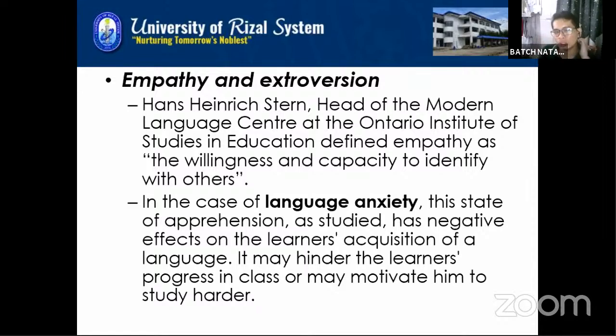So yun, dyan pumapasok yung empathy and the extroversion. Kumbaga, it requires someone to make someone at least feel at ease on learning the language and to alter the effect of language anxiety towards that person. Okay, yes, related sa affective filter hypothesis. Ayan. And yeah, the smart shaming would also affect, ayan, sa anxiety.